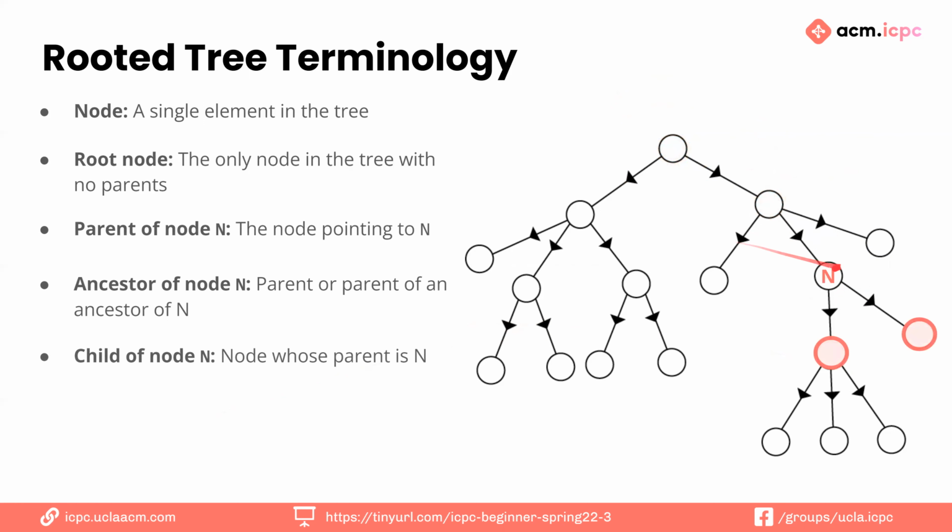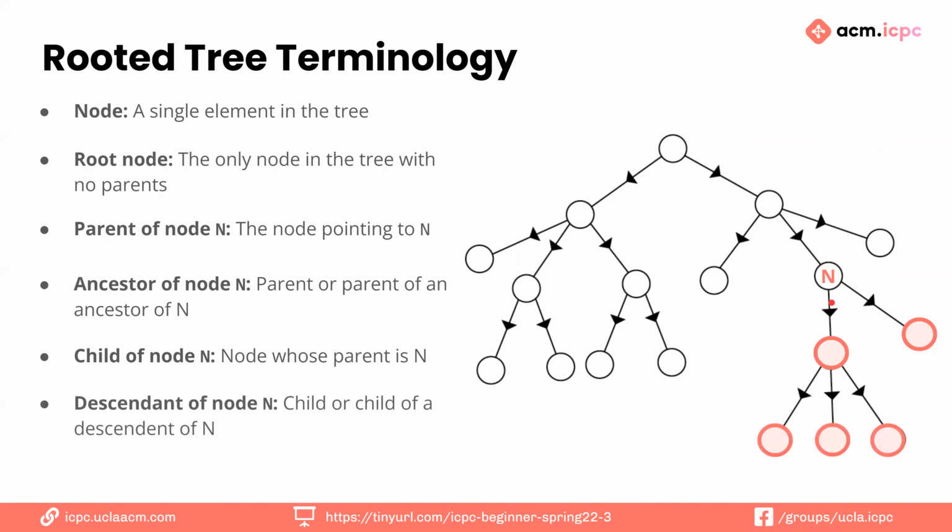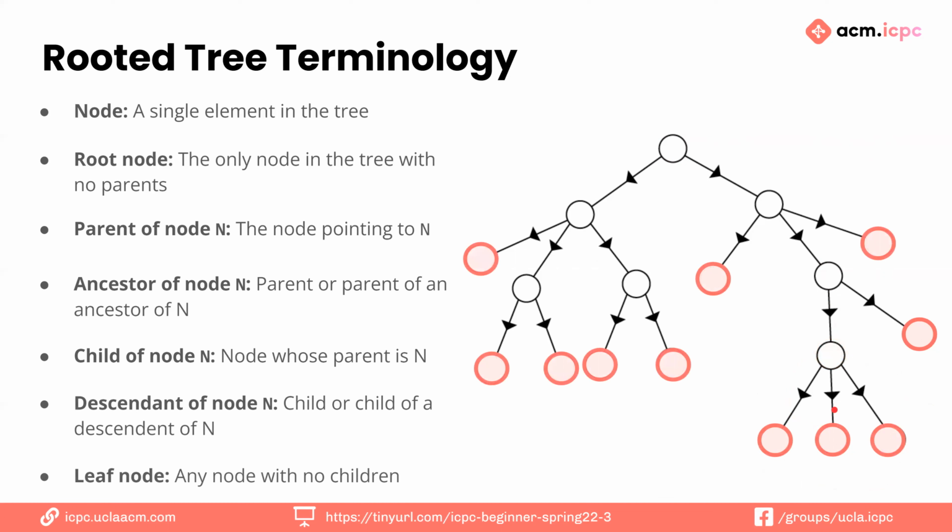Similarly, a child is just what n points to. Descendants are either the child of n or a child of a descendant of n. So these are all the descendants of n. And then there's also the concept of a leaf node, which is any node with no children. So all of these are the leaf nodes of this rooted tree.